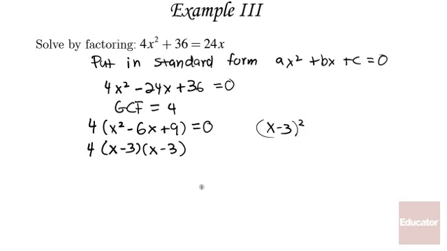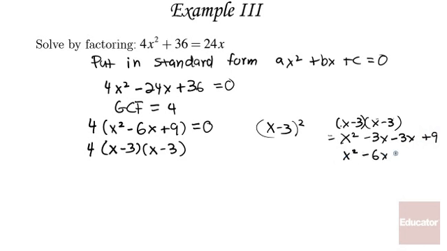Okay, so this is a perfect square trinomial because you have x squared, and then, just to check this using FOIL, I would have x squared minus 3x plus 9. So I know I did that correctly.